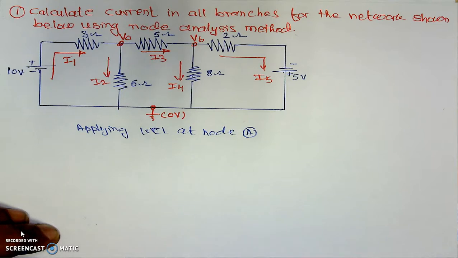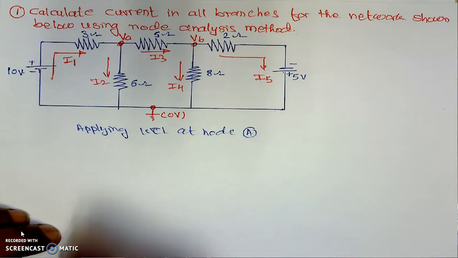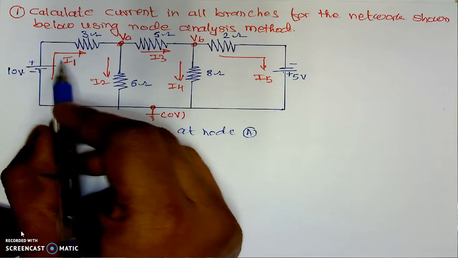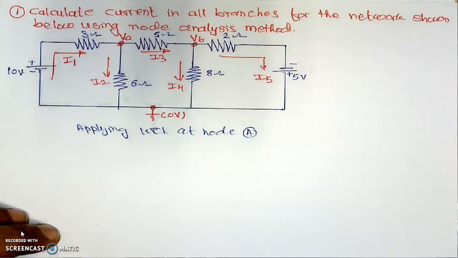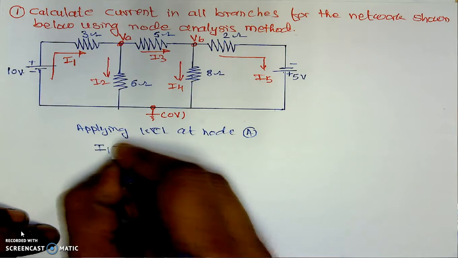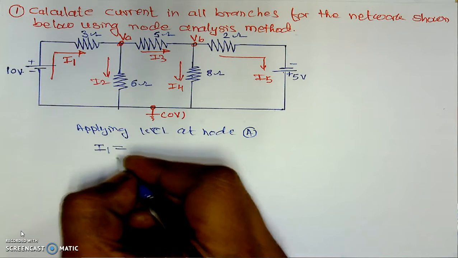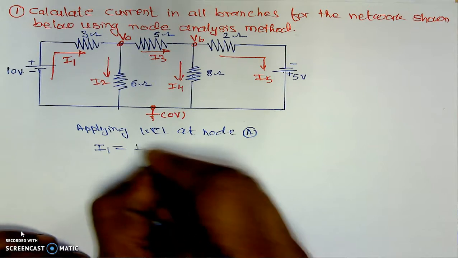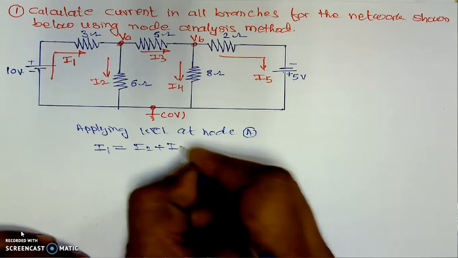If we are applying Kirchhoff's current law at node A, KCL means incoming currents are equal to outgoing currents. Here, I1 is incoming, and I2 and I3 are outgoing. That's why its equation will be I1 is equal to I2 plus I3.